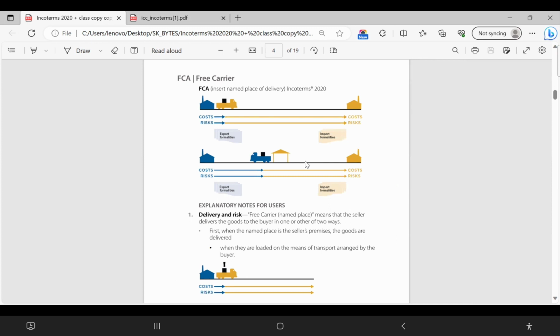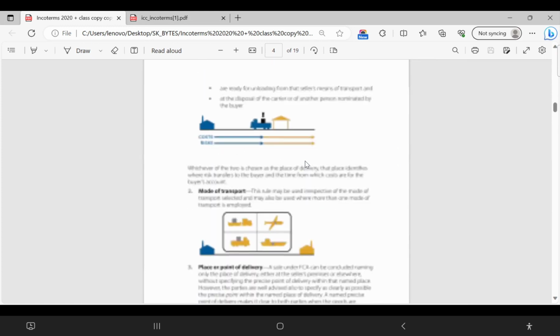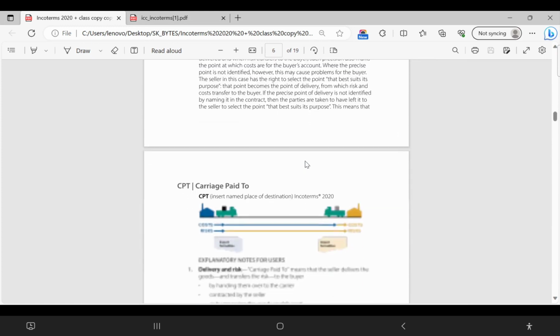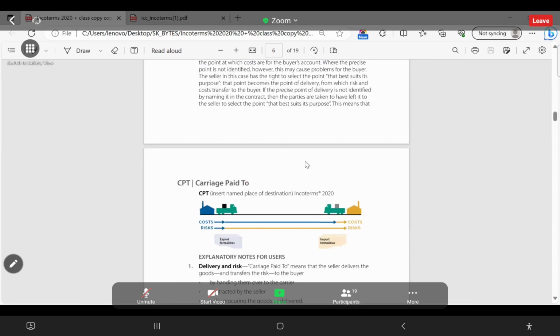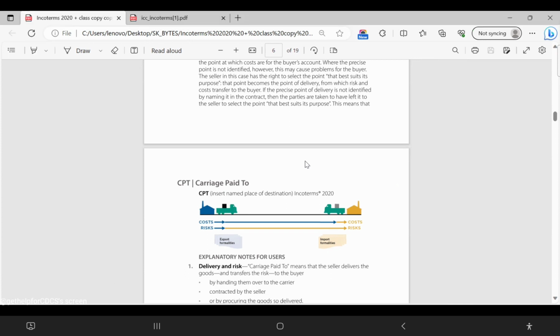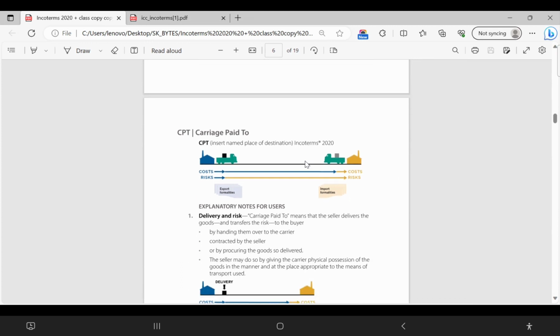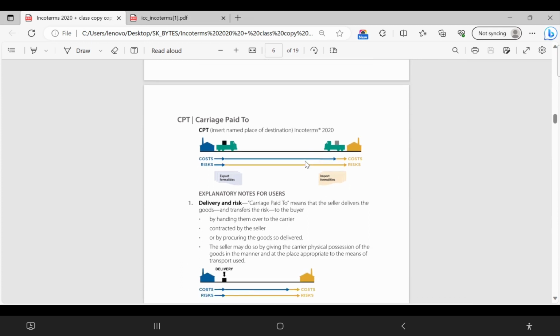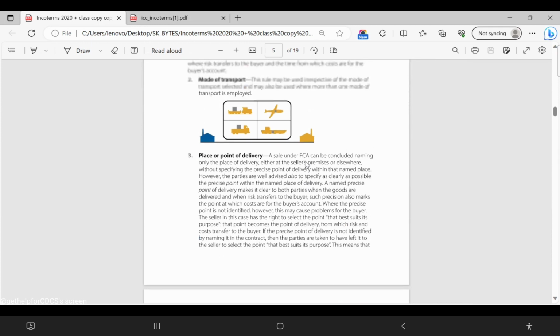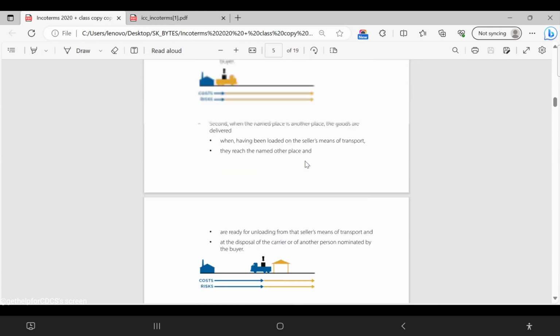Now, if you know FCA, understanding CPT is very easy. How will we differentiate? CPT means carriage paid to. So in C terms and D terms, freight is prepaid, freight paid, right? So the main carriage is on the seller's account. Now let's see CPT: insert named place of destination. And here, if you see, insert named place of delivery.